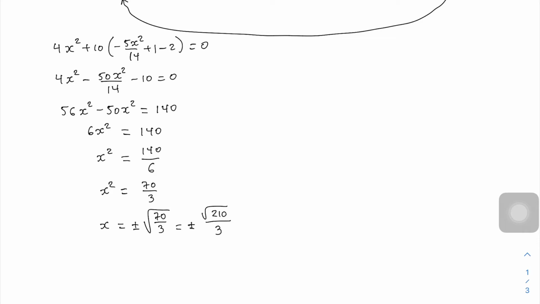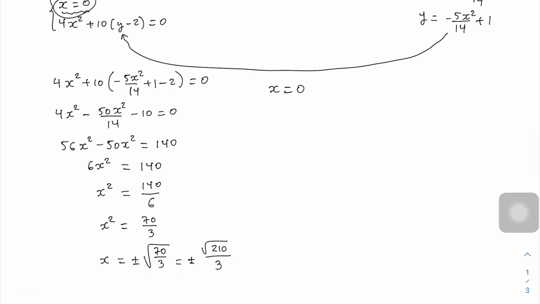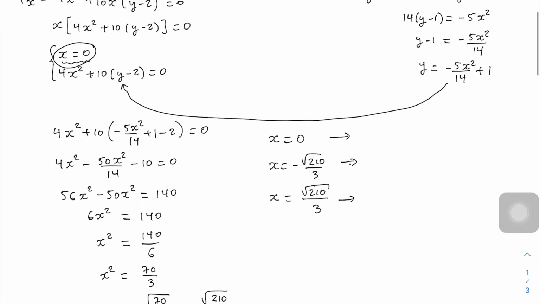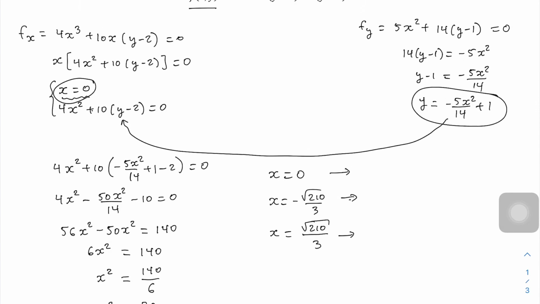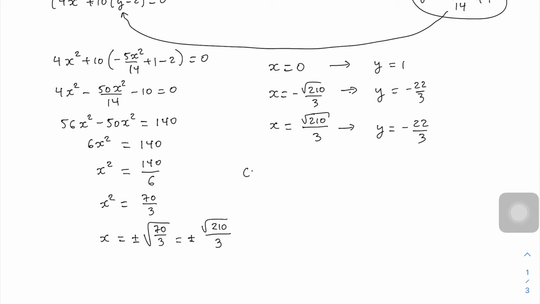Okay, great. So we see here that we already have 3 values of x. So we have x equal to 0 from up here, and we have x equal to negative square root of 210 over 3, and x equal to square root of 210 over 3. So let's find the corresponding y's, and we're going to use the equation right here. So if you plug x into that equation, you're going to end up getting y equal 1, negative 22 over 3, negative 22 over 3 as well. So these 3 points are our critical values.